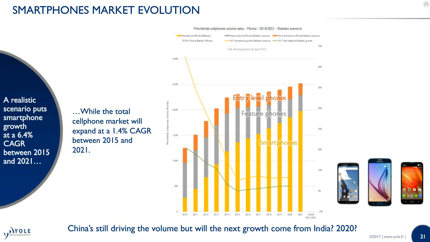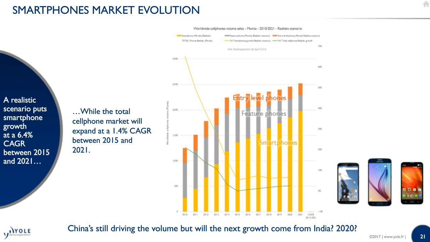But maybe let's not be too pessimistic, because the good news is that if you look at the yellow color, so really on the smartphones, we do see quite some dynamism here. So still high shipments being done worldwide for the smartphone, where we anticipate something a bit more than 6% growth from 2015 to 2021.